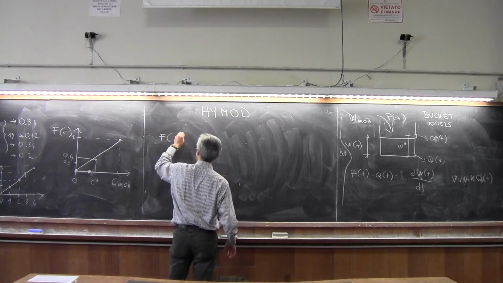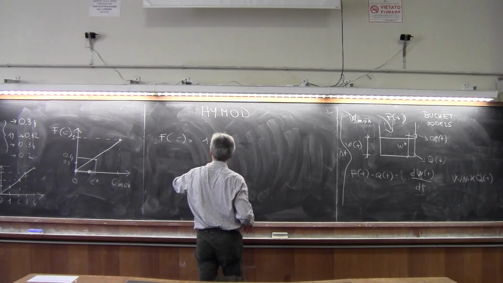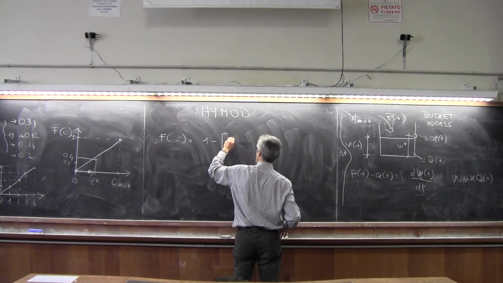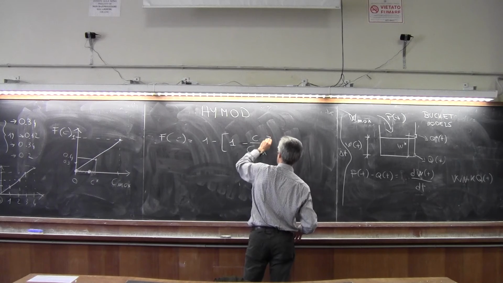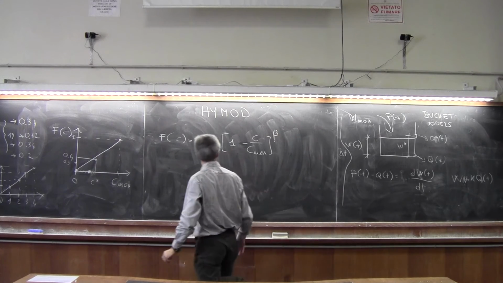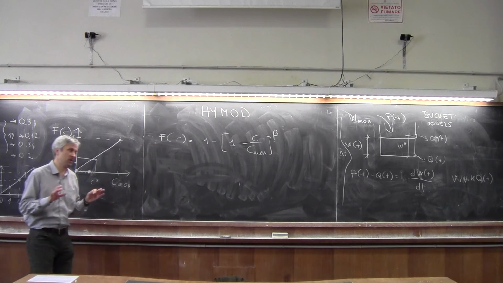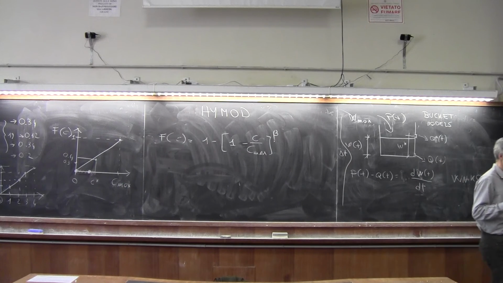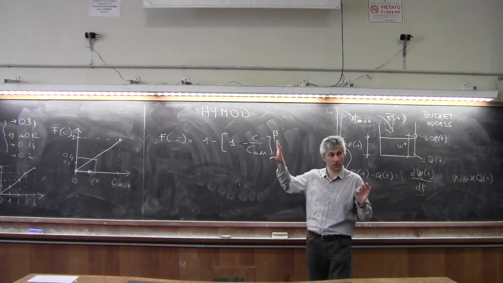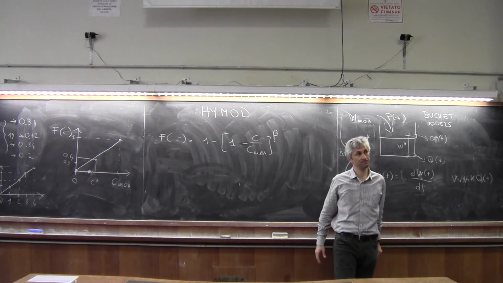Fc is equal to 1 minus C divided by C max to the power of beta. And then you may say, this is very complicated. Instead, this is the nice feature of this model. This is not a complicated relationship. It may be complicated to remember, but it is very simple to use.